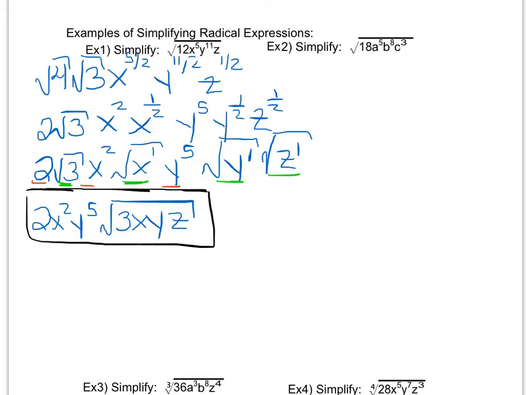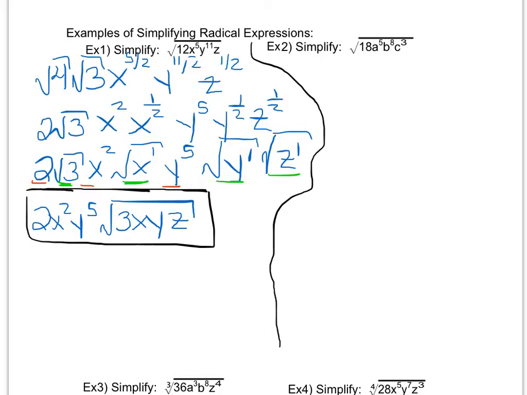Okay. Looking at my next example, I'm going to go ahead and do the same thing. I'm going to try to draw a little line here so that hopefully we can keep these straight, and I will also switch pen colors. All right, so here we go. I'm simplifying the square root of 18, a to the 5th, b to the 8th, c cubed.